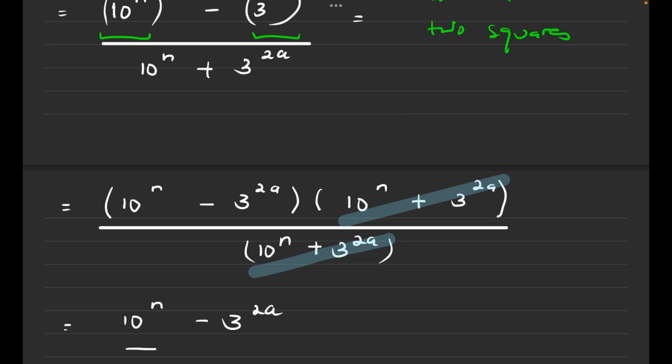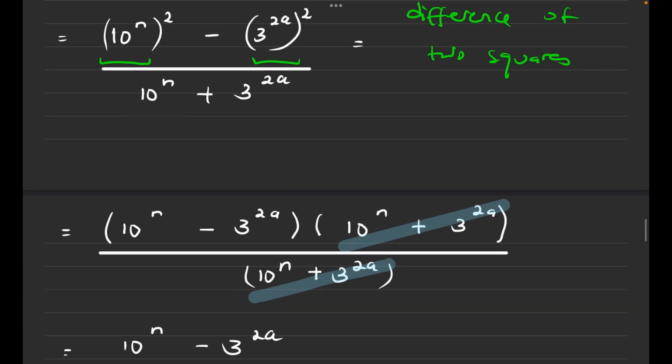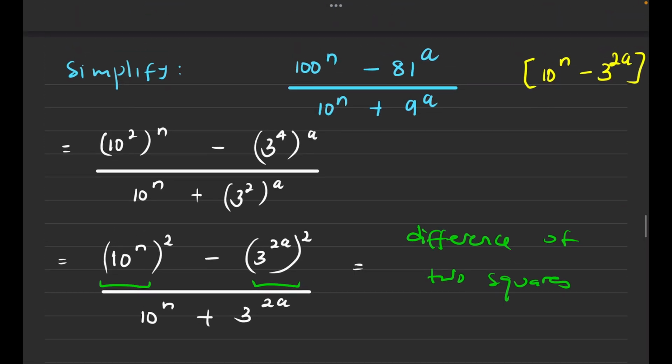So what saved the day here was recognizing the capacity that the numerator had to have a difference of 2 squares, and hence I manipulated my exponents here to suit that need. And voila, I got 10 to the power n minus 3 to the power 2a, as I expected.